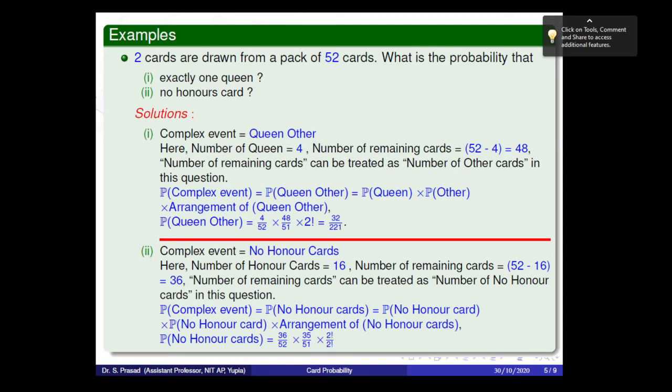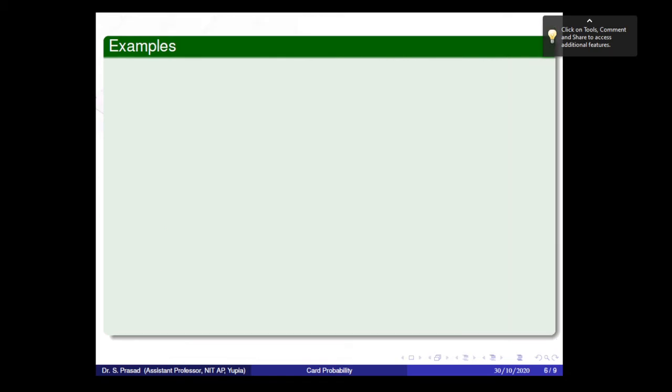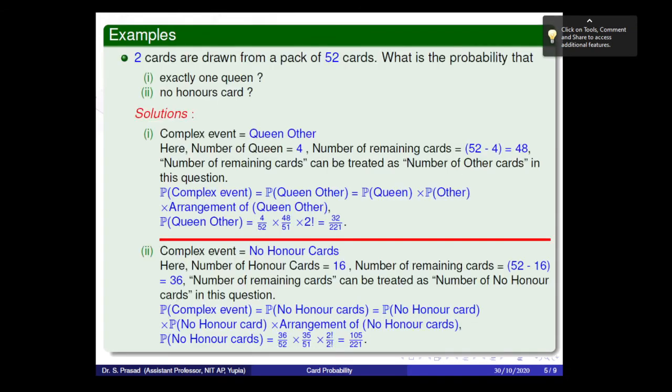Into the arrangement of no honor cards. There are two no honor cards, so it is 2 factorial upon 2 factorial, since both cards are the same. Just understand what is going to happen with the no honor cards. Any problems, you can say in the comments. So the answer is 105 by 221. This is the answer for this question.